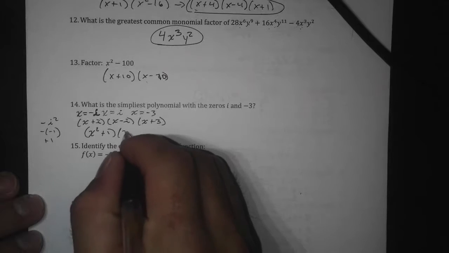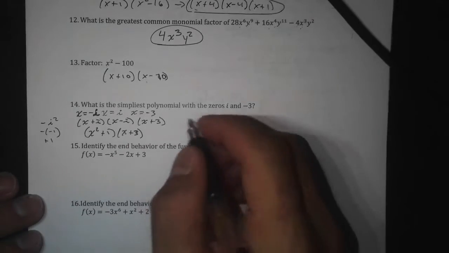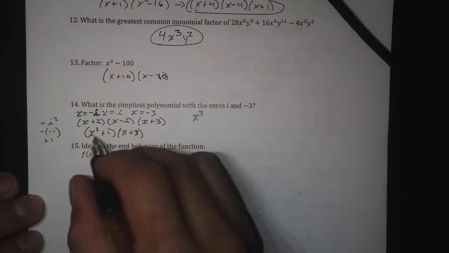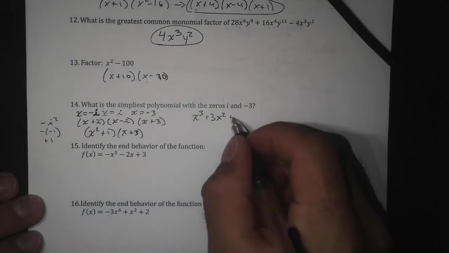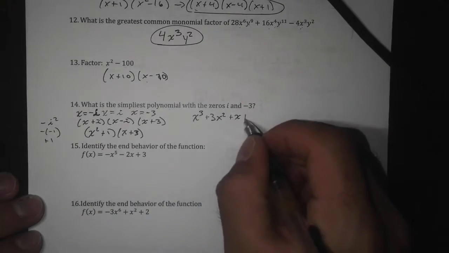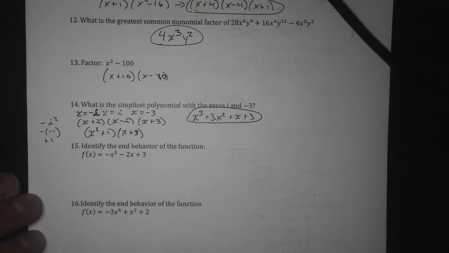Bring down the x plus 3. Well, pretty easy here. Distribute from the x squared plus 1. X to the third plus 3x squared plus x plus 3. That's the final answer.